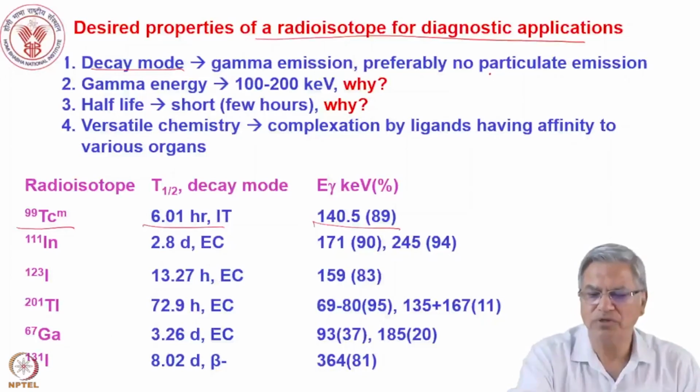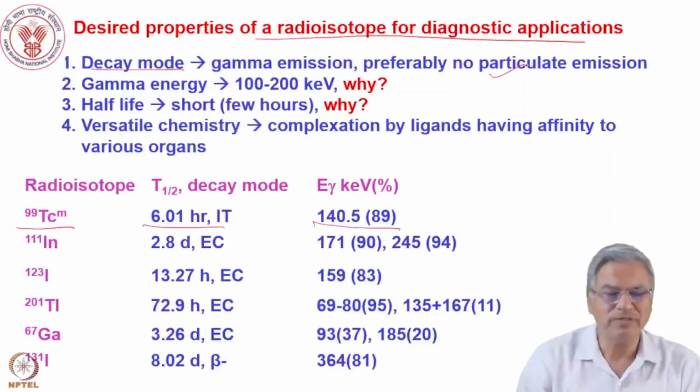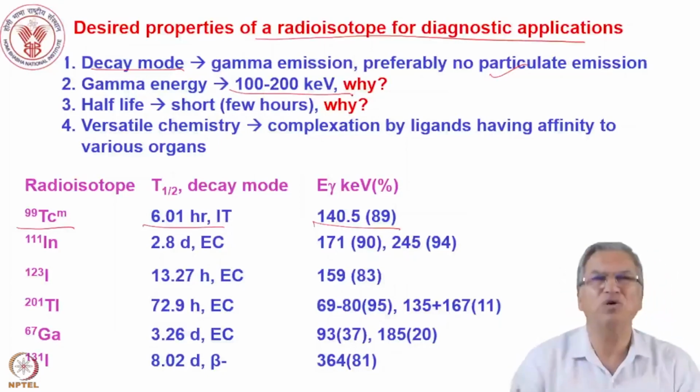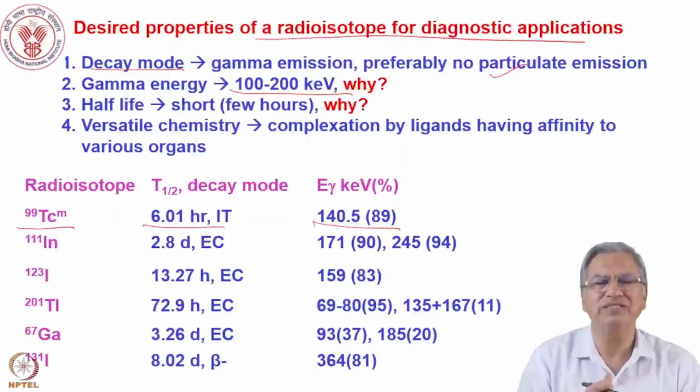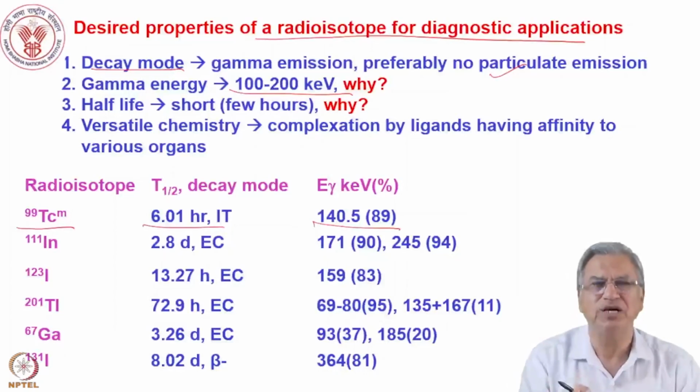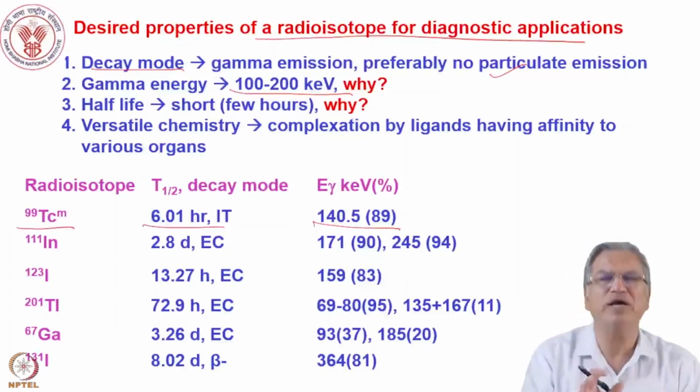First, it should preferably not emit any particulate emission. The second is that the energy of the gamma ray should be in the range of 100 to 200 keV. Why? Because if it is below 100 keV, then it will be stopped in the body itself. It will not come out of the body. And if it is more than 200 keV, then the efficiency of detection will be low. So 100 to 200 keV is the optimum range of gamma energy for a good image. That is the reason why gamma energy should be in 100 to 200 keV.